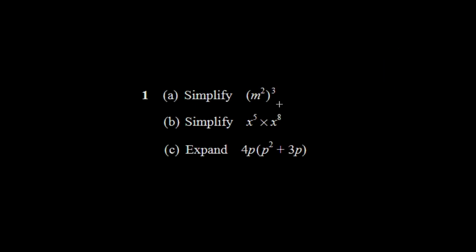Question 1, fairly simple and straightforward. Well, the first two, a and b, are powers. We've got to remember here, in this condition, the powers are multiplied, and in this condition, the powers are added. And this is a simple expansion of a bracket involving the variable p. So let's have a go at it.